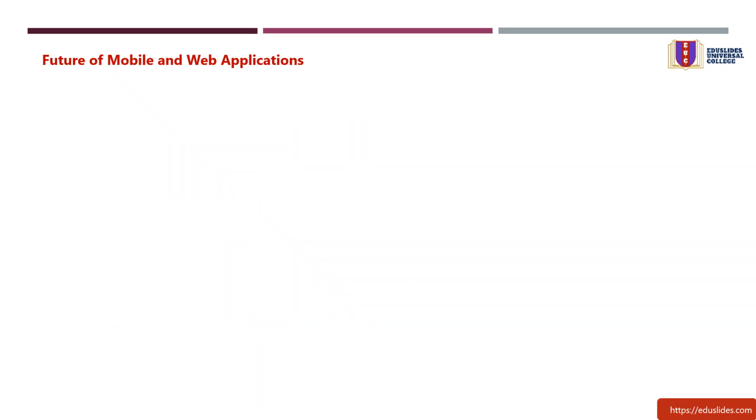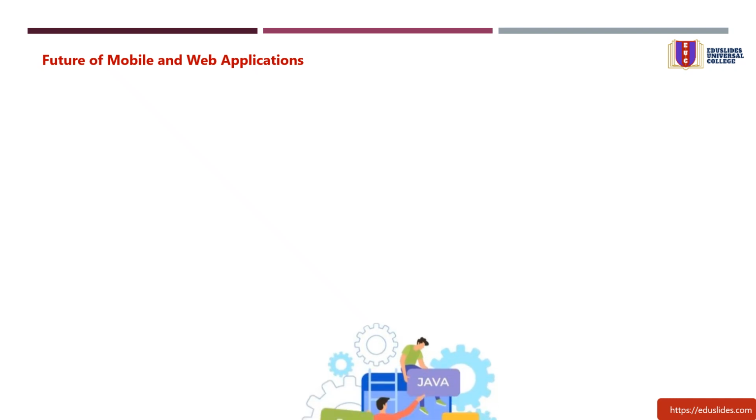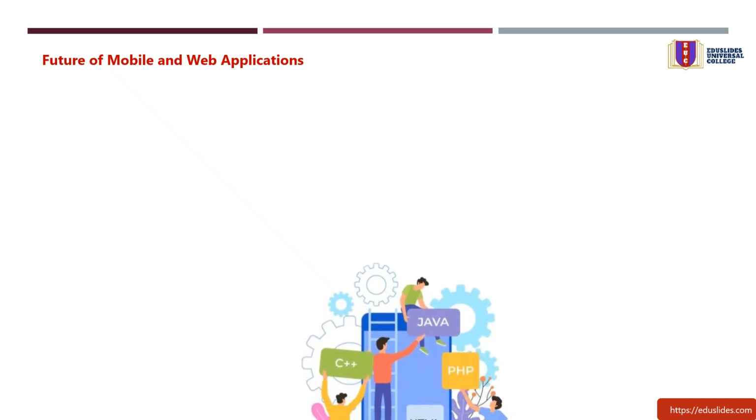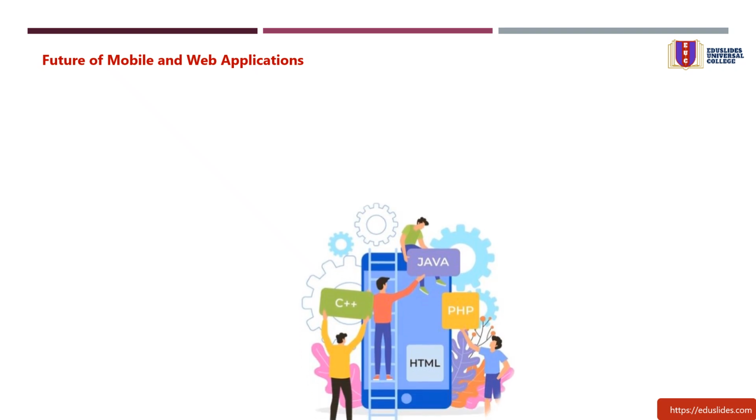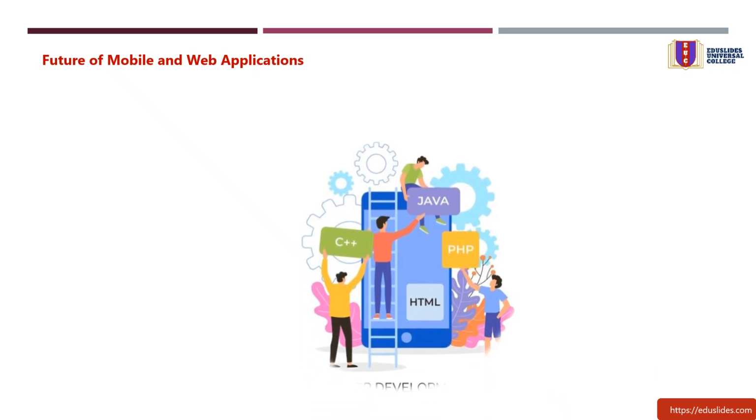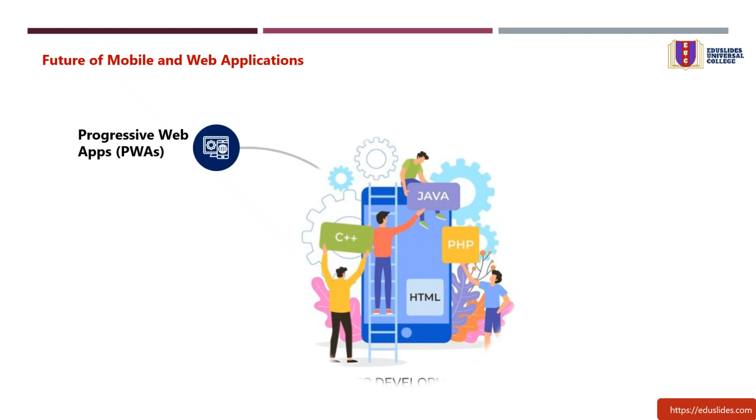Future trends in web and mobile software. The future of web and mobile software is exciting, with several emerging trends that promise to shape the industry. 1. Progressive web apps, PWAs. PWAs offer the best of both worlds, combining the features of web and mobile applications. They provide offline capabilities, fast load times, and a native-like experience while still being accessible through a browser.